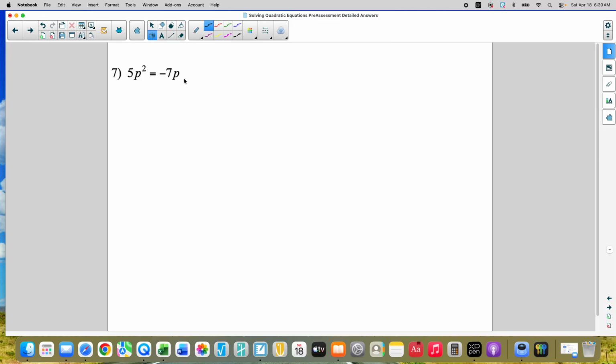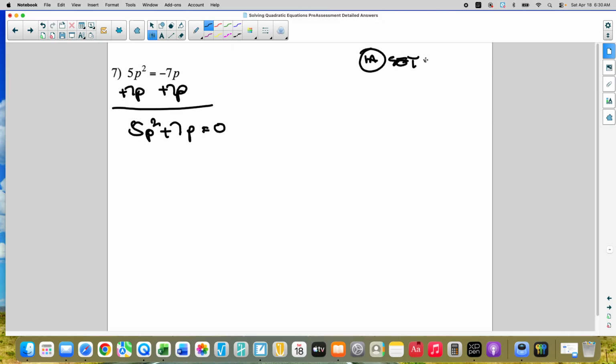I like this problem. Set it equal to 0. We get 5p squared plus 7p equals 0. So 1a, set equal to 0. 1b, make sure it's in standard form. 2, is there a common factor? Yes, there's a common factor again. P, leaving us with 5p plus 7. That can't be factored any further.